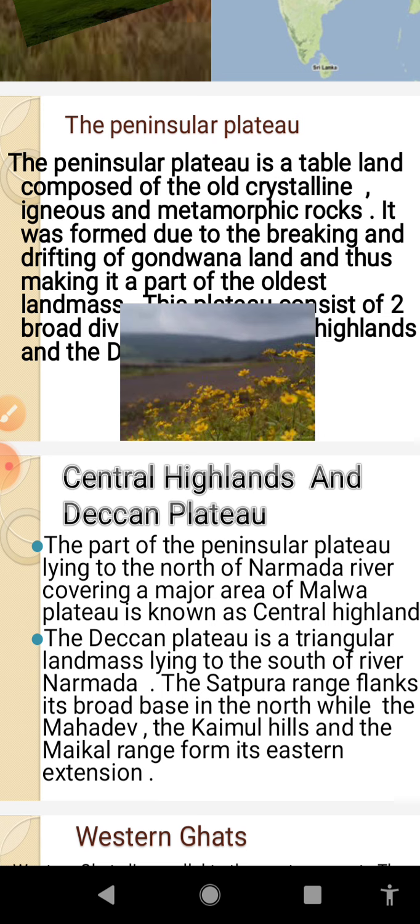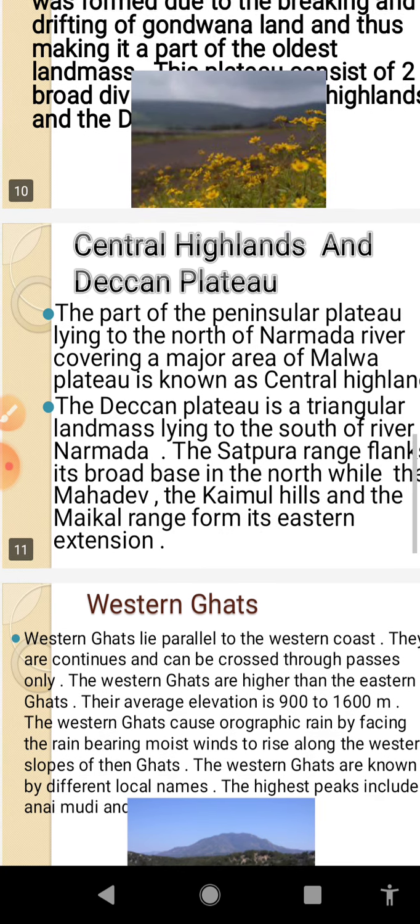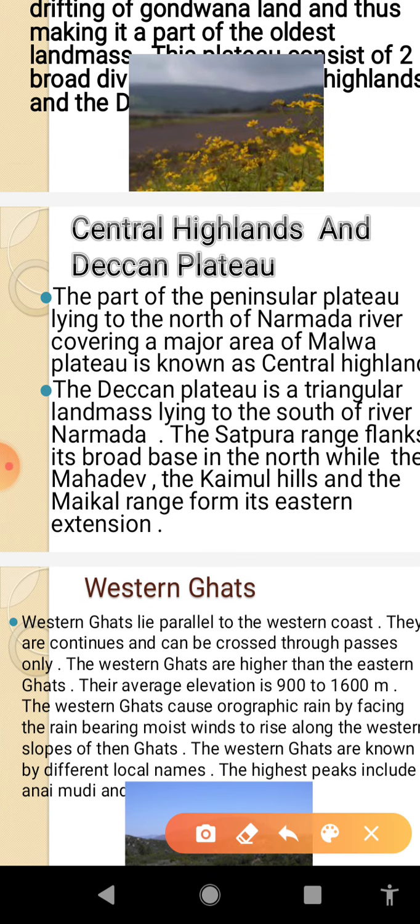The Narmada River, which is a west flowing peninsular river, divides the peninsular plateau into two parts. The part of the plateau which lies to the north of the Narmada River is known as the Central Highland, and the part which lies to the south of the Narmada River is known as the Deccan Plateau. First, let us discuss the Central Highland.